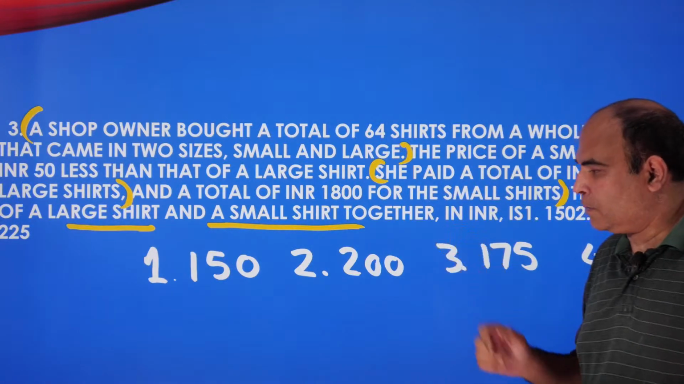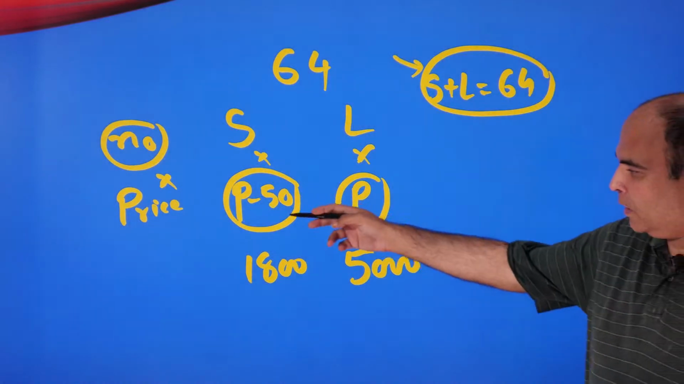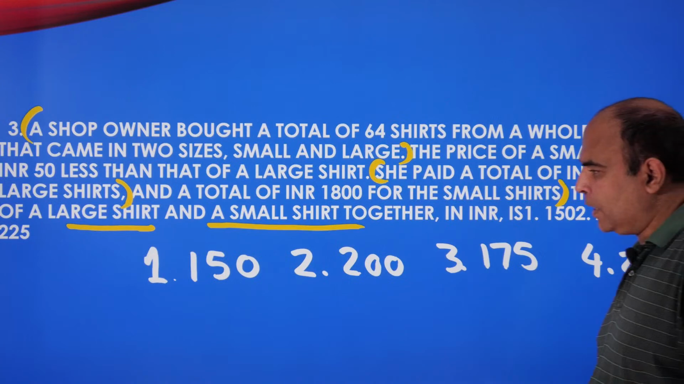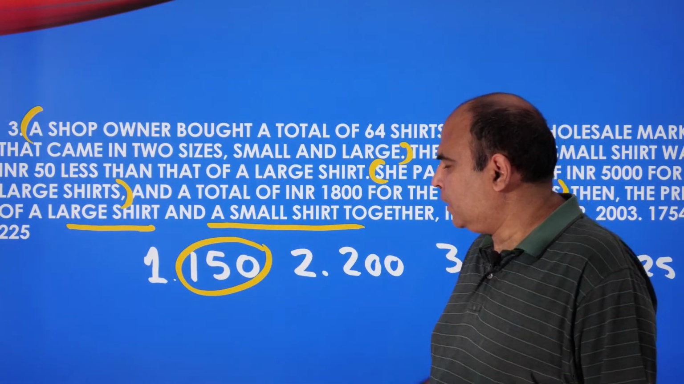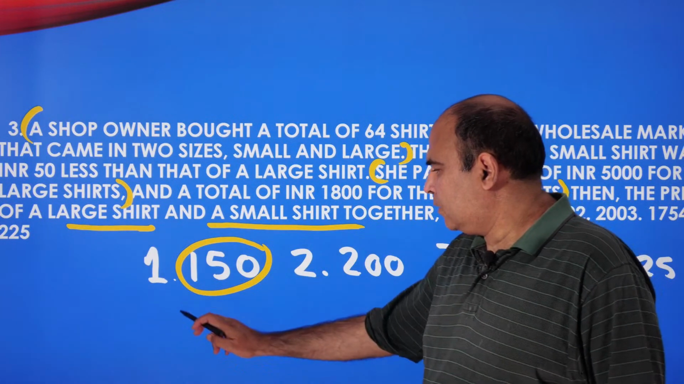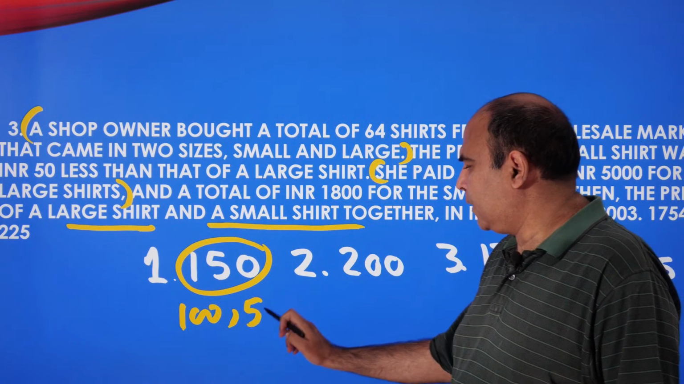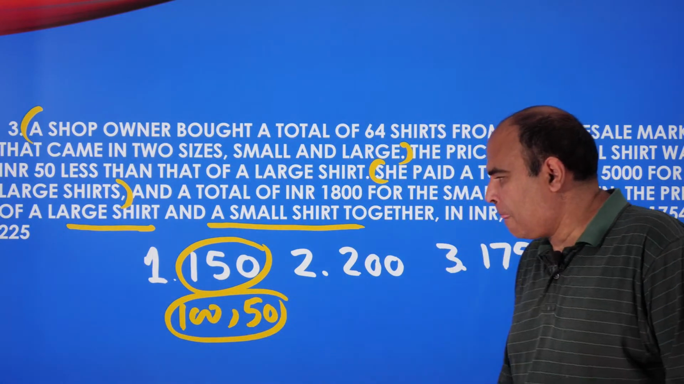Right? They've asked me 2p minus 50. Because the price of the large shirt I've taken as P and the small shirt I've taken as P minus 50. So if 2p minus 50 is 150, it means P is 100 and P minus 50 is 50. So I can have 150, one possibility.